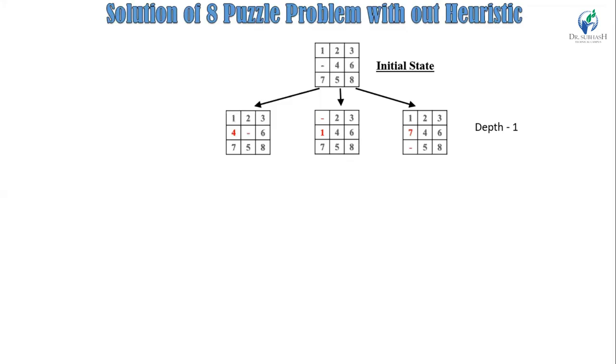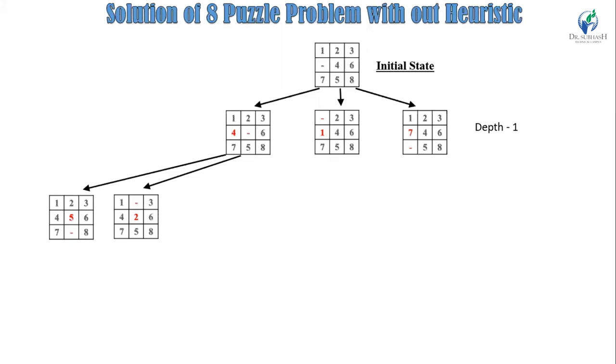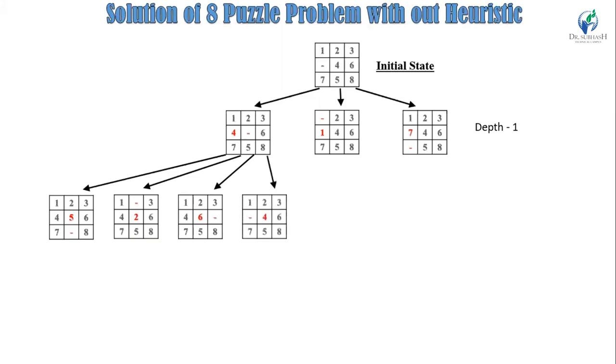Now we can further expand our right side move. It has 4 legal moves. The first move is applying downside, so we replace 5 and the empty space. The second move is applying upside, so we replace 2 and the empty space. Now we apply the third move, which is right side, so we replace 6 and the empty space. And the fourth move is left side, so we replace 4 and the empty space.